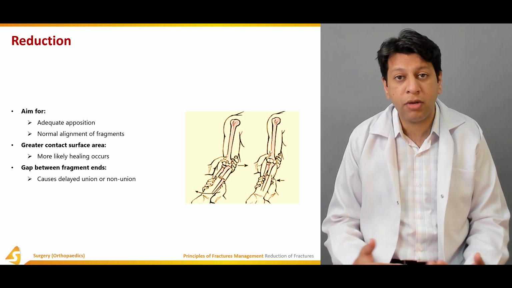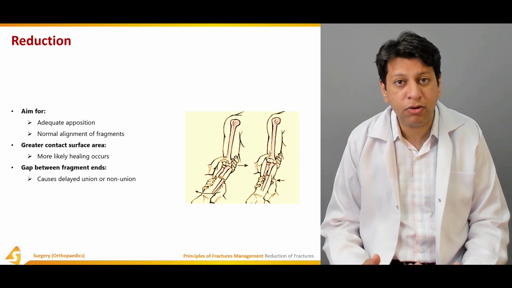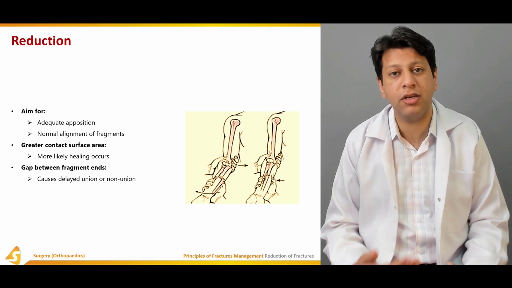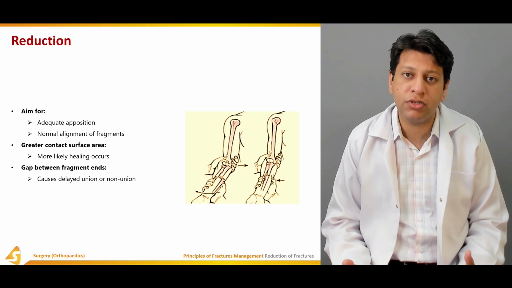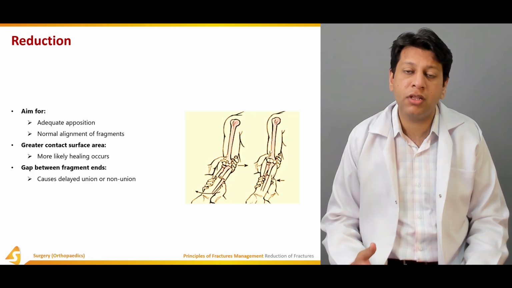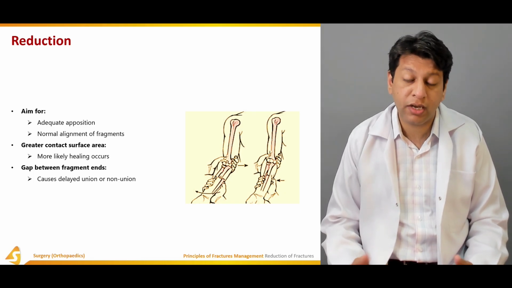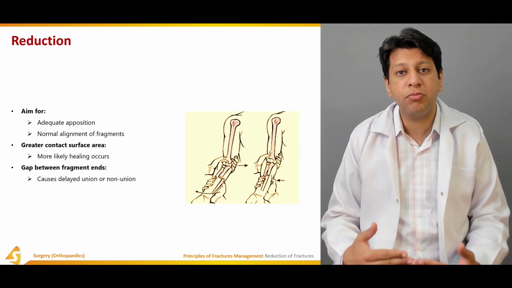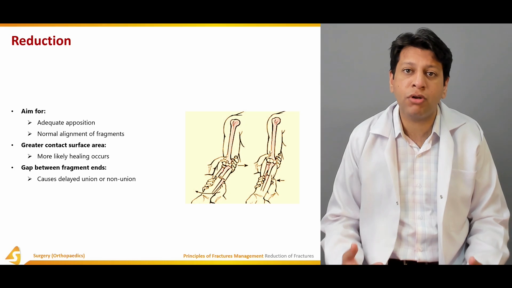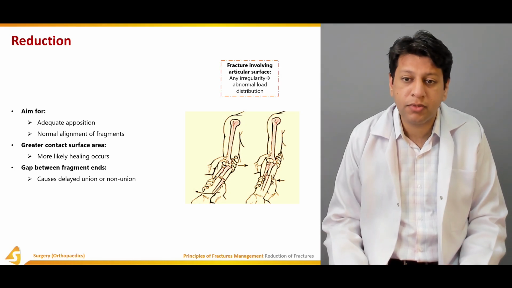Or if they are not opposed properly, they still will not be in line with each other, eventually leading to non-union. So to prevent this kind of non-union or malunion, we need to make sure that the fragments are opposed to each other with ideally almost 100% contact surface area, and there should be no angulation, so that malunion and non-union can be prevented.